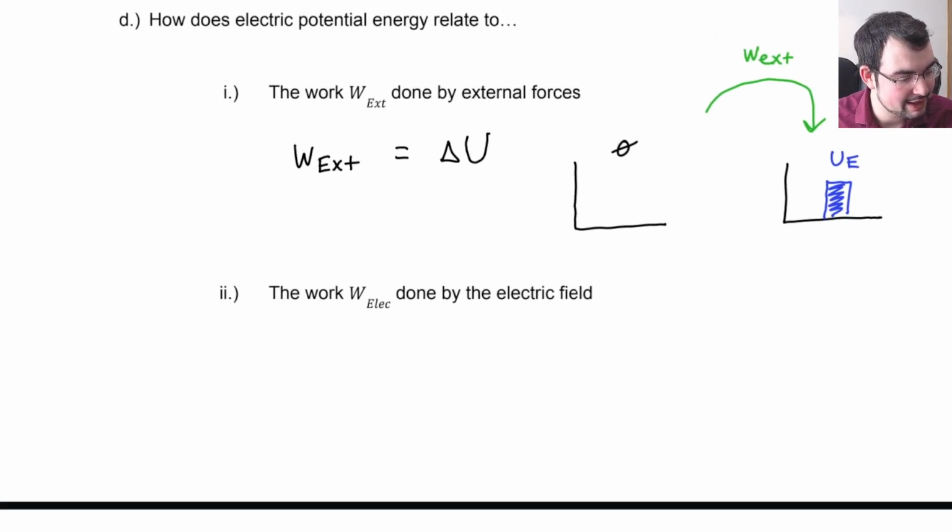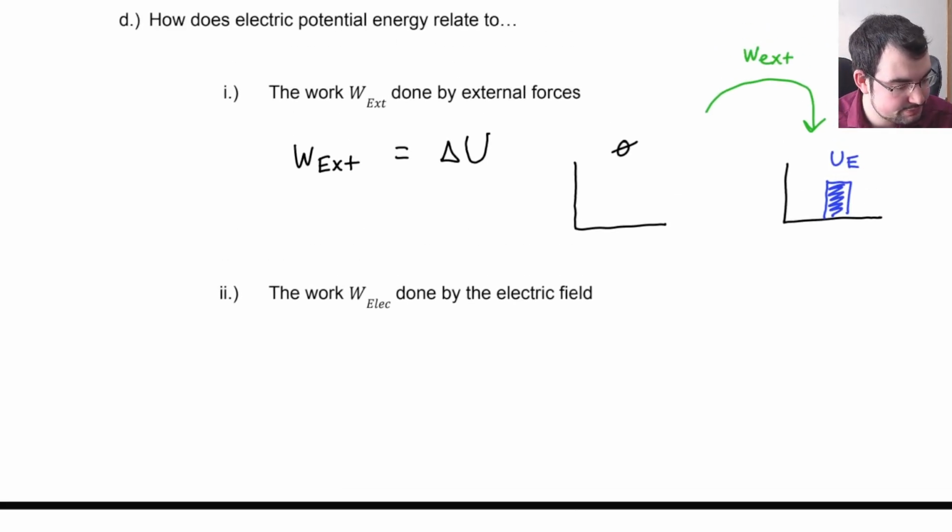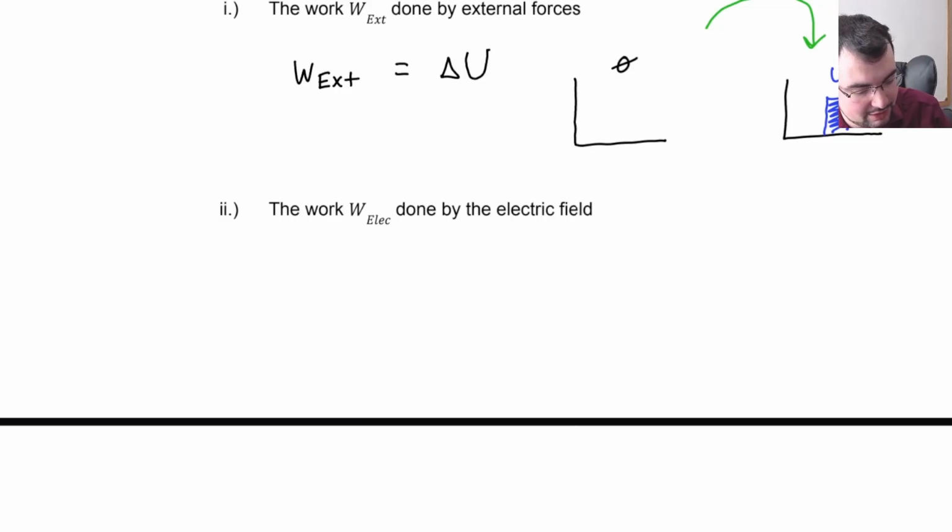Now, what's going on with the work done by the electric field? The electric field is a force internal to the system. And since it's internal to the system, the electric force can't change the total energy of the system. So it's easier to think of the work done by the electric force, which we'll just define here, as the opposite of the potential energy change.